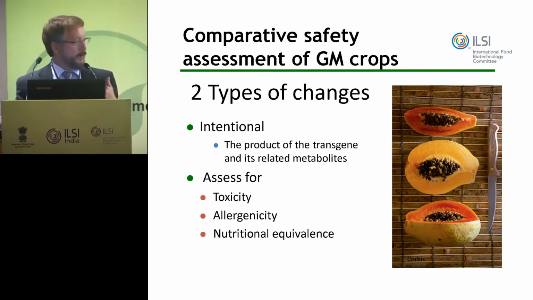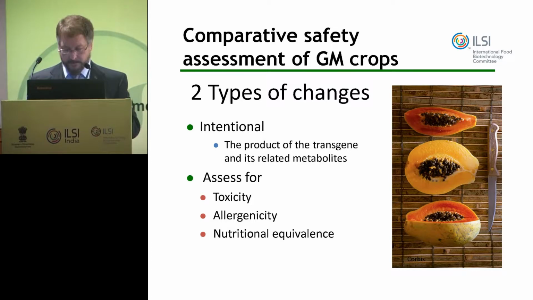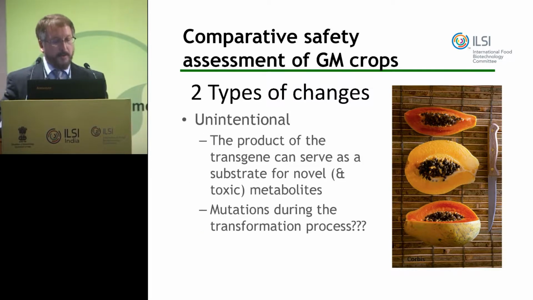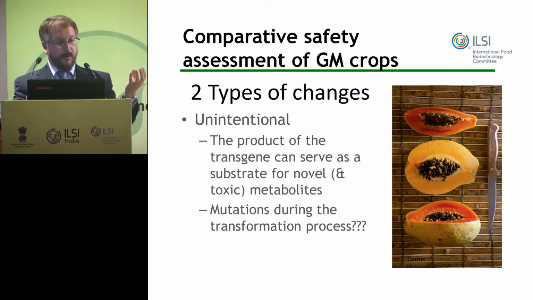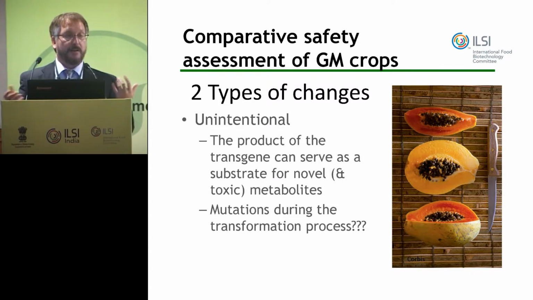Dr. Jess is going to talk about toxicity. Dr. Van Ree is going to talk about allergenicity. The Codex Alimentarius also added nutritional equivalents to the list of things to test for. But then there are the unintentional changes. One is that maybe the product we're adding can serve as a substrate to make a novel metabolite, or perhaps there's mutations that take place during the engineering process that we're just not aware of.